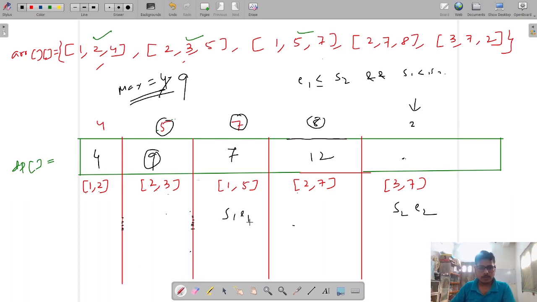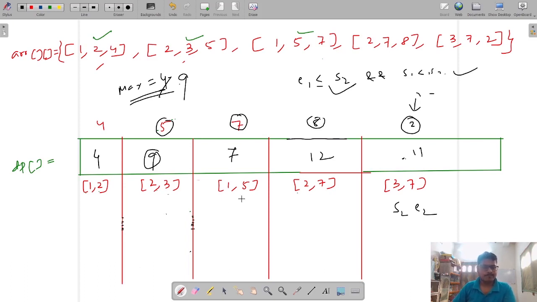Now this is my S1E1. So 5 is not less equal to 3, right? But 1 is less than 3. But this condition is not satisfied. Both have to be satisfied. So this is not non-overlapping. This is my S1E1. 7 is not less equal to 3. 2 is less than 3. This condition is satisfied, but this is not. Both to be satisfied, right? So this is also not non-overlapping. So I will add my max to this 2. This is 11.